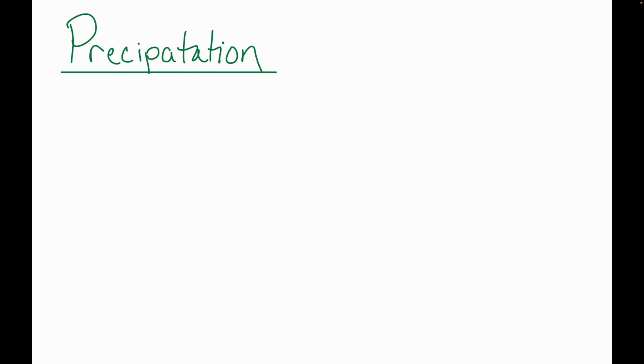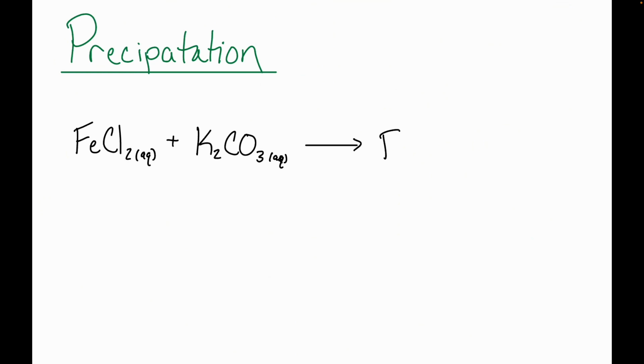Precipitation reactions. That was where we take two aqueous solutions and mix them together in order to get a solid product. So for example, if we took a solution of iron(II) chloride and mixed it together with a solution of potassium carbonate, we would see a solid precipitate form, iron(II) carbonate, which would be a solid. It would precipitate out of that solution. And then we would have the potassium and the chloride still floating around, right? Still aqueous.